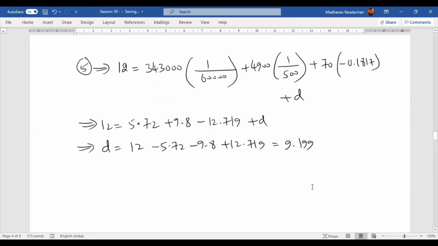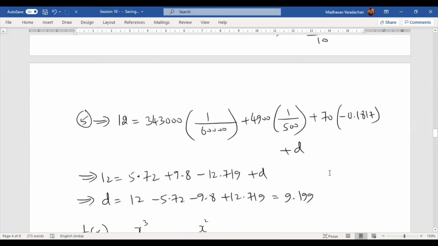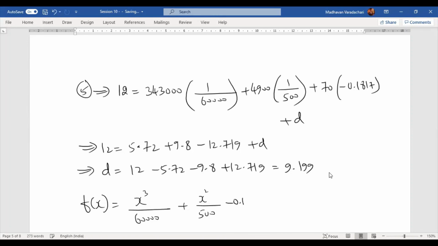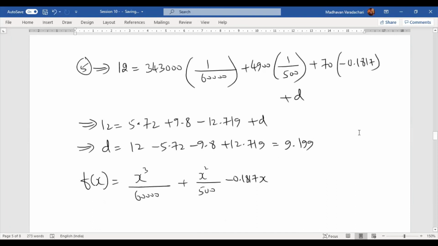Okay, so we got now all the values. Let me put it as the function f of x equal to ax cube. A is 1 by 60,000, so x cube by 60,000. Then the next one is 1 by 500, that means x square by 500. Then C. What is C? Negative 0.1817 times x. Then finally D, plus 9.199.